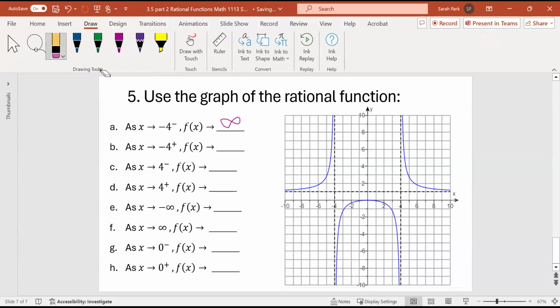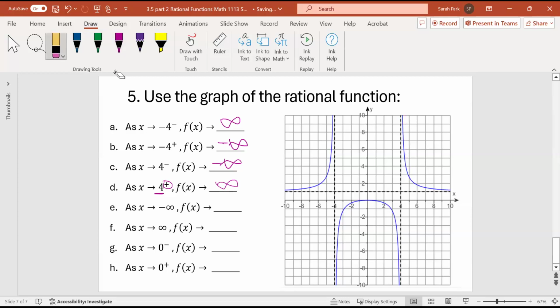Okay, now let's approach -4 from the right side, the positive side, because this is a plus sign. So this is saying it's approaching -4 from the right-hand side. I'm approaching -4 from this side, and you can see the y value keeps going down. So that's negative infinity. Now let's see what happens if we approach 4 from the left or the negative side. You can see the y value is approaching negative infinity. Now for part D, approaching 4 from the right-hand side, the positive side, we have positive infinity.